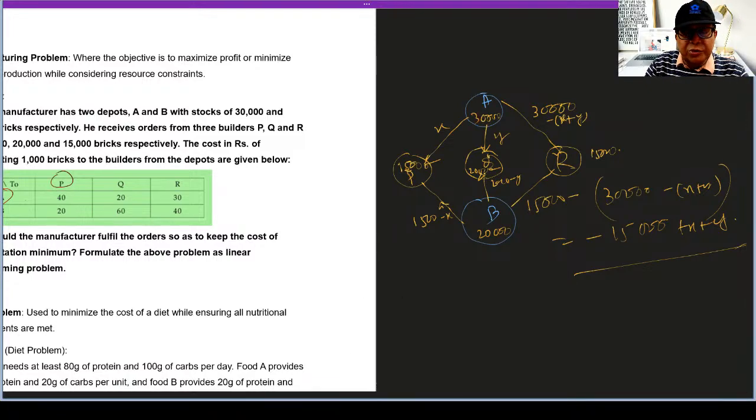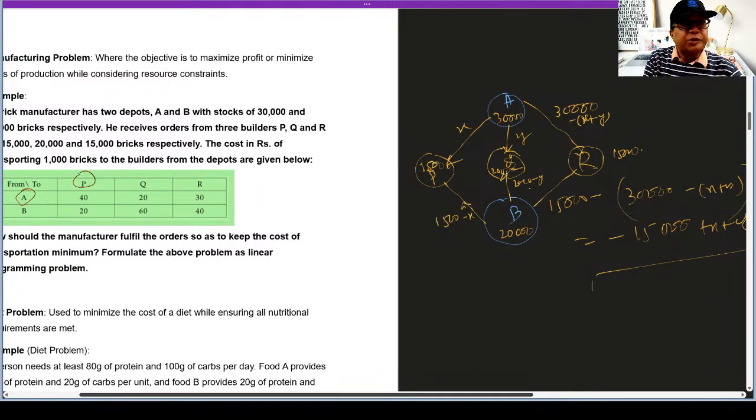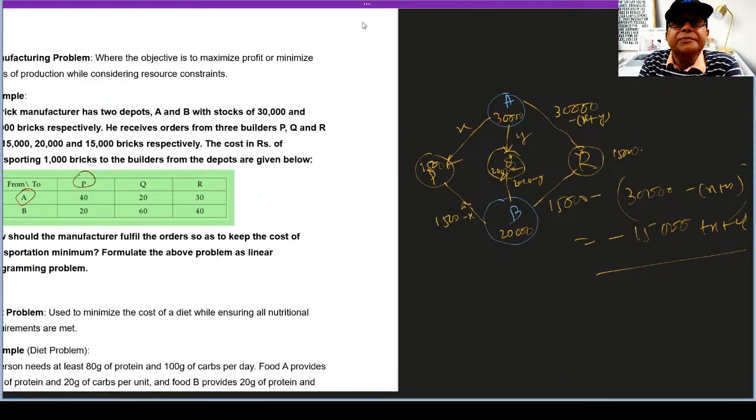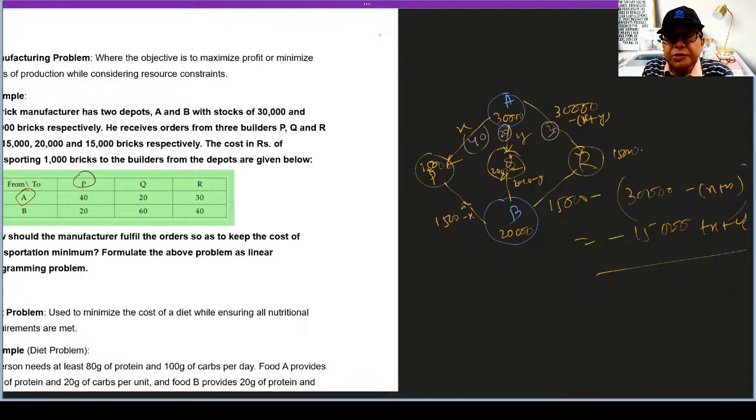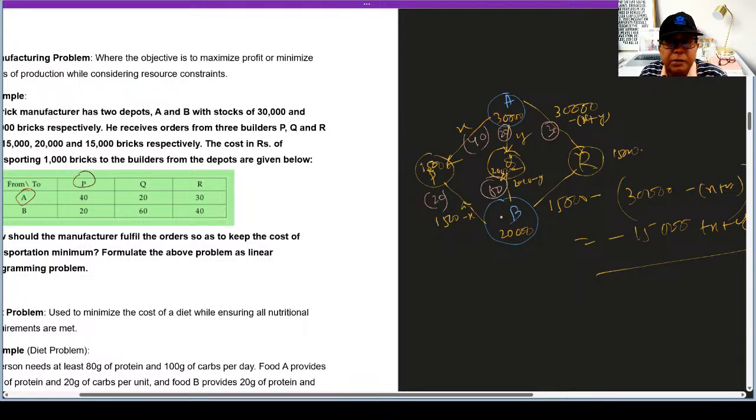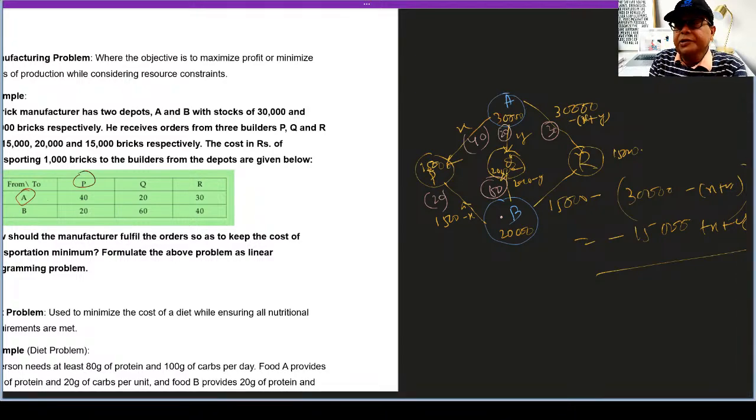From A to P, how much cost is there? Check, otherwise you won't be able to write. A to P rupees 40, so this you write. A to Q 20. A to R 30. And B to P how much? 20. B to Q how much? They have given B to Q, that is 60. And then B to R, it is 40.